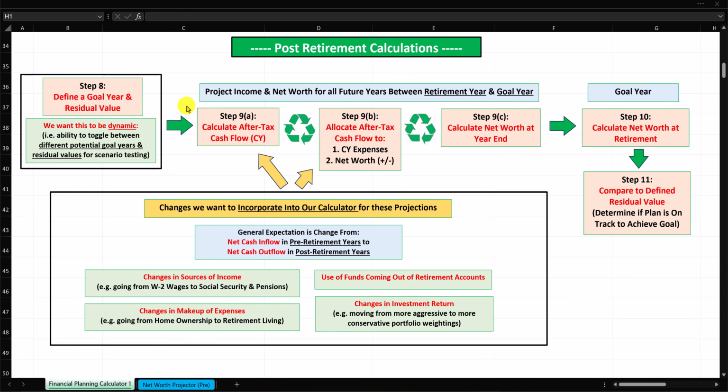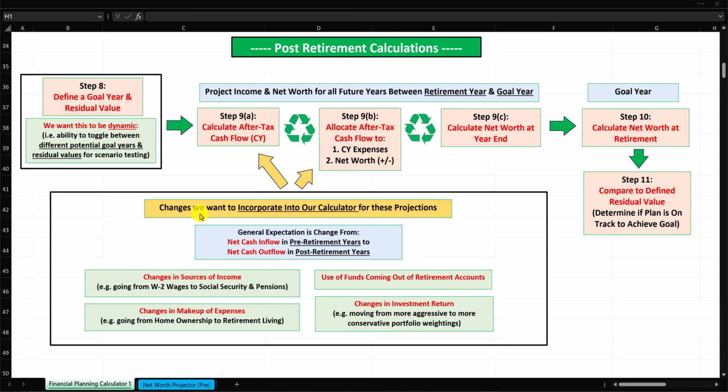Now, after step 8, we're going to go over here and we're going to continue to project income and net worth for all future years between the retirement year and the goal year. So in step 9A, we're going to calculate our after-tax cash flow. Step 9B, we're going to allocate our after-tax cash flow to current year expenses as well as net worth. And step 9C, we're going to calculate our net worth at year end for each of the years between the retirement year and the goal year.